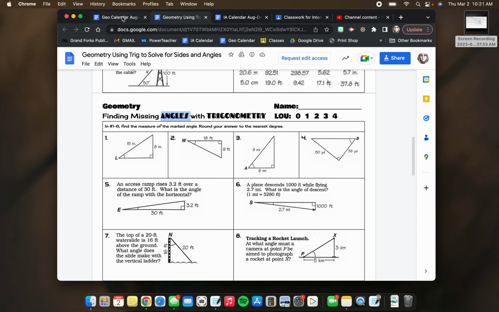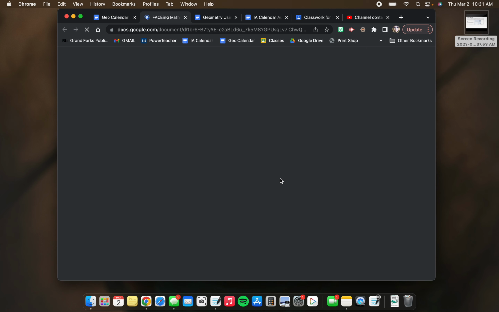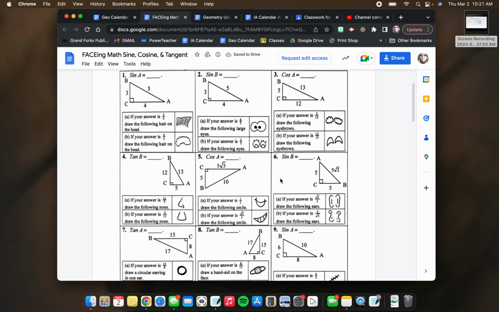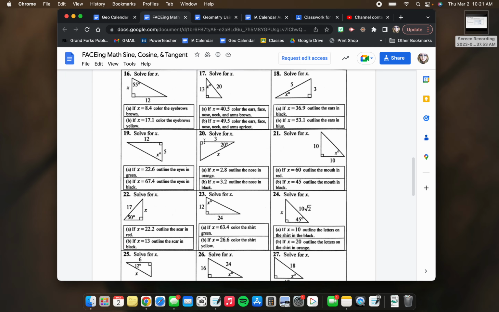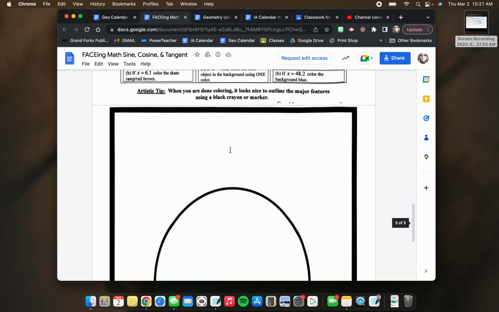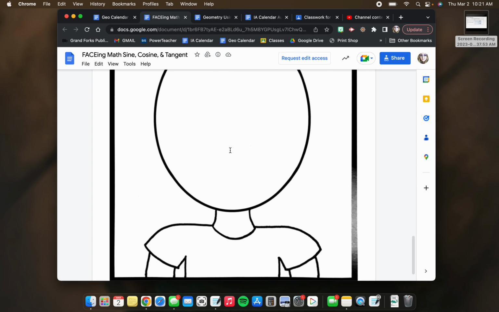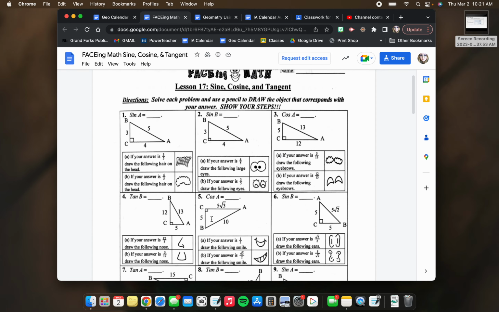Okay? Once you're done with that, then you're going to be doing the next part of the Facing Math worksheet. You're going to be doing the back page, solving 13 through 27. When you're done, you should be able to get a face. Drawing the face is extra credit.